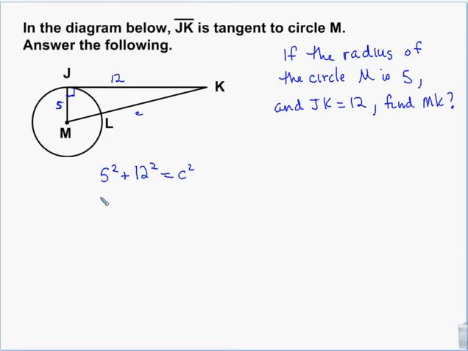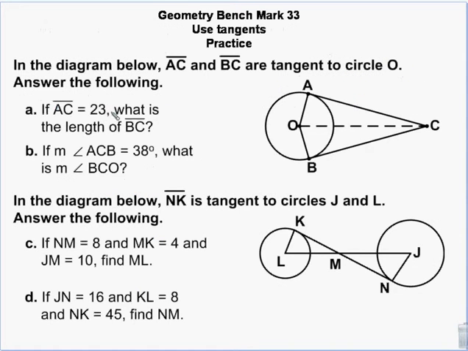So this would be C. So I'd have 25 plus 144 is equal to C squared. So I'd have 169 is equal to C squared. And so then C would be 13. So that is, MK is 13. If AC is 23, how long is BC?